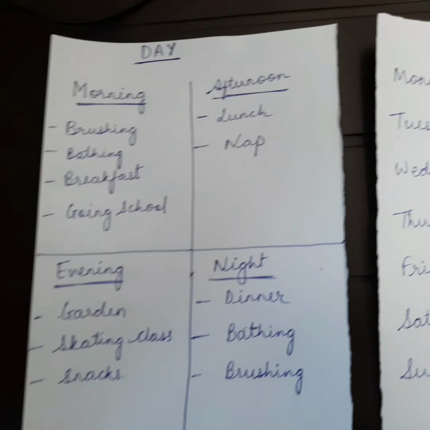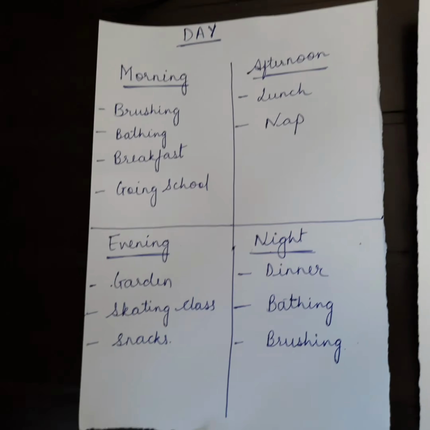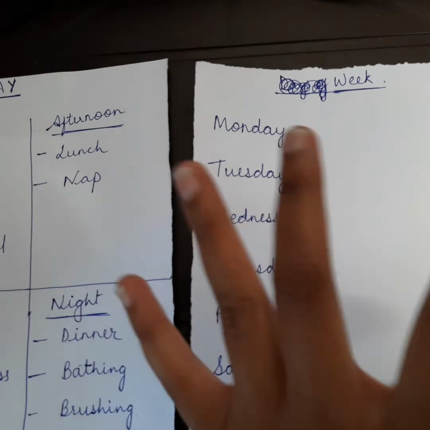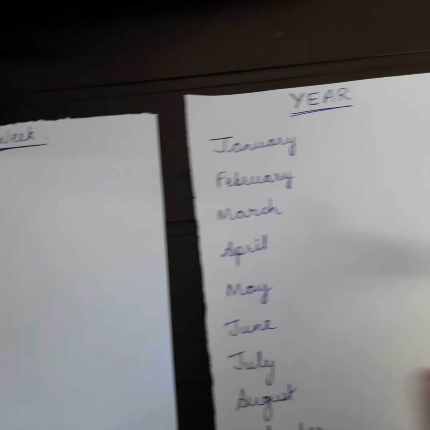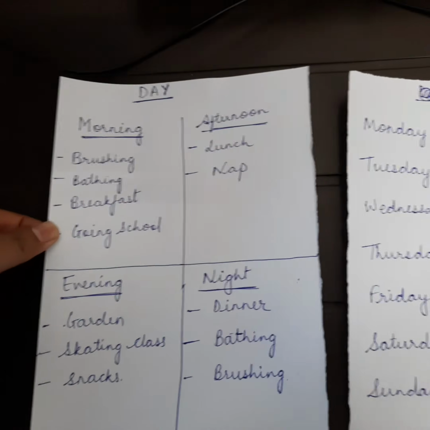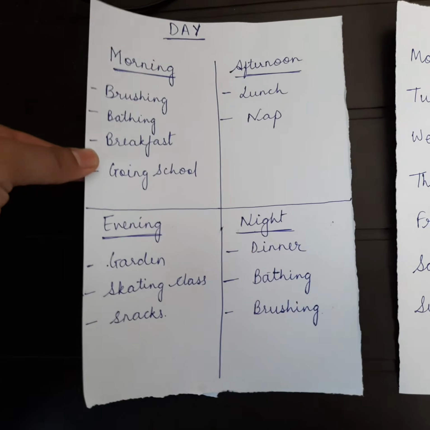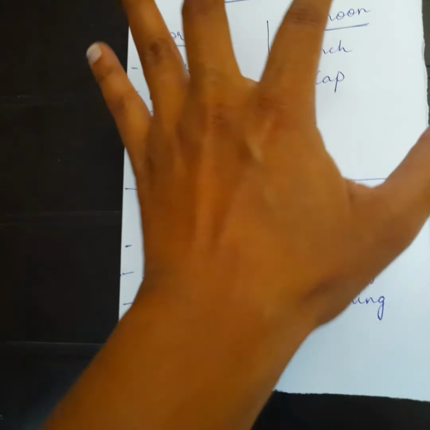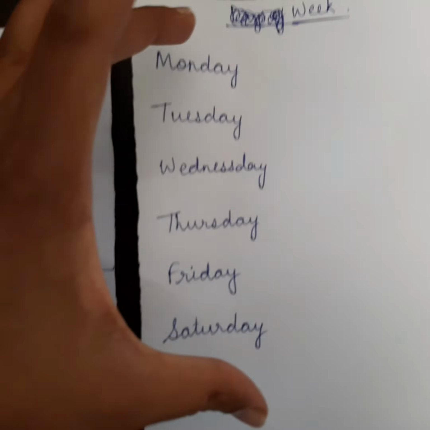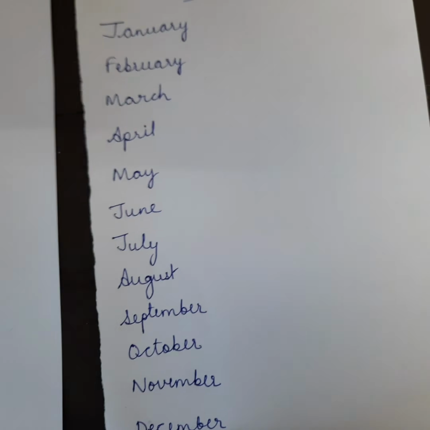Parents, a lot of parents messaged me and inquired about how I taught the concept of once in a day or twice in a day and once in a week, once in a year. So basically I took these four sheets. Here you can see the day sheet is made, and here I divided the day into morning, afternoon, evening, night. Then for the week I wrote the days of the week, for the year I wrote the months, and then the frequency.